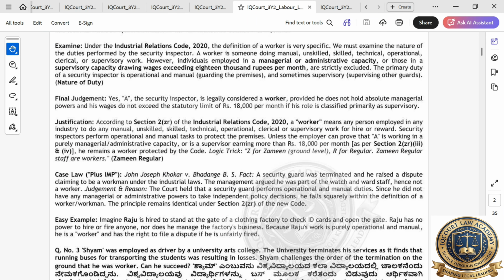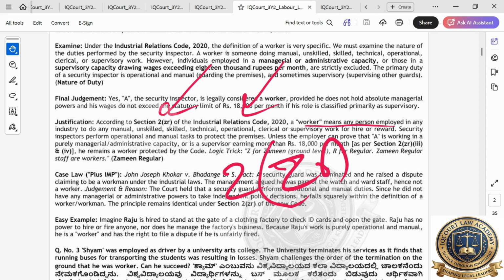This is the way we have structured each and every justification, according to clause ZR of the Industrial Relations Code 2020. Worker means any person employed in an industry to do manual, unskilled, technical, operational, clerical, supervisory work for hire and reward. A security inspector performs the operational manual task to protect the premises, unless the employer can prove that he is working in a purely managerial and administrative capacity or is a supervisor earning more than 18,000 per month.